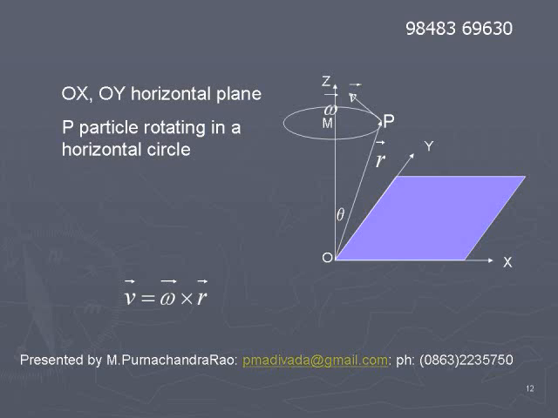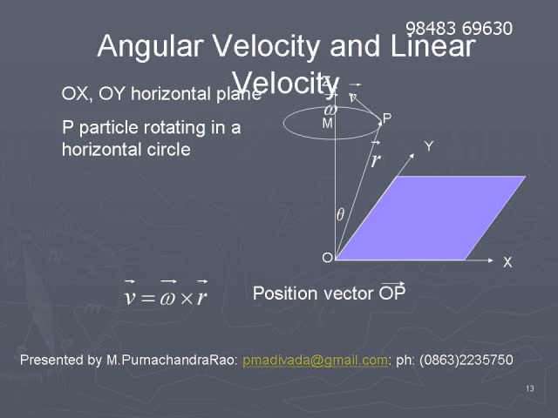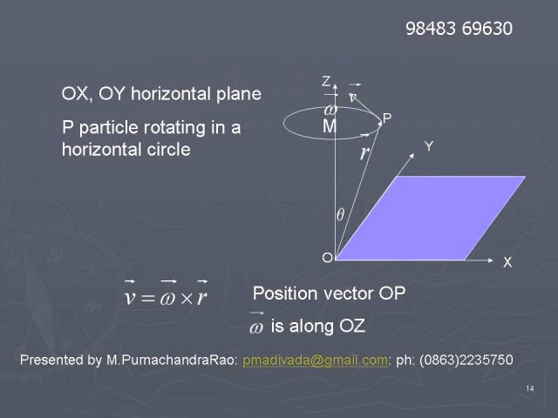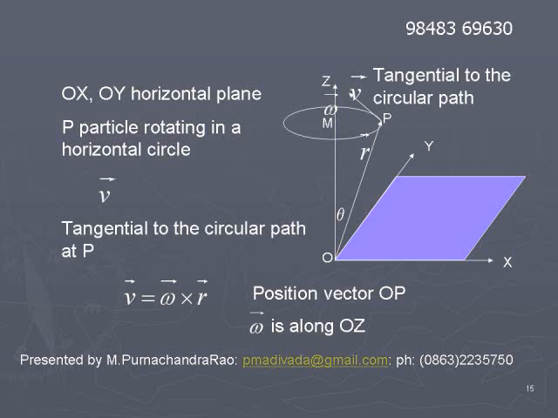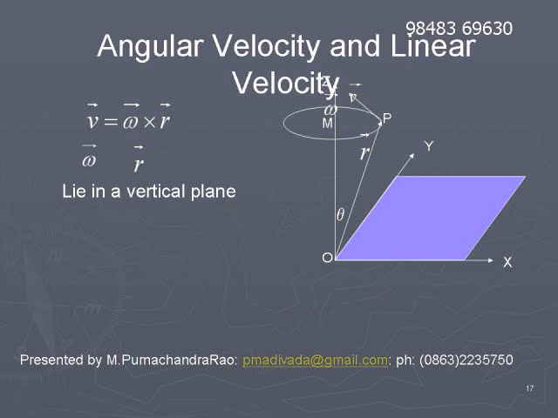The position vector of this particle P is OP bar or R bar. And the angular velocity vector omega bar lies along OM, along the z axis. And the linear velocity of this particle will be tangential to the circular path. V bar is tangential to the circular path at P.